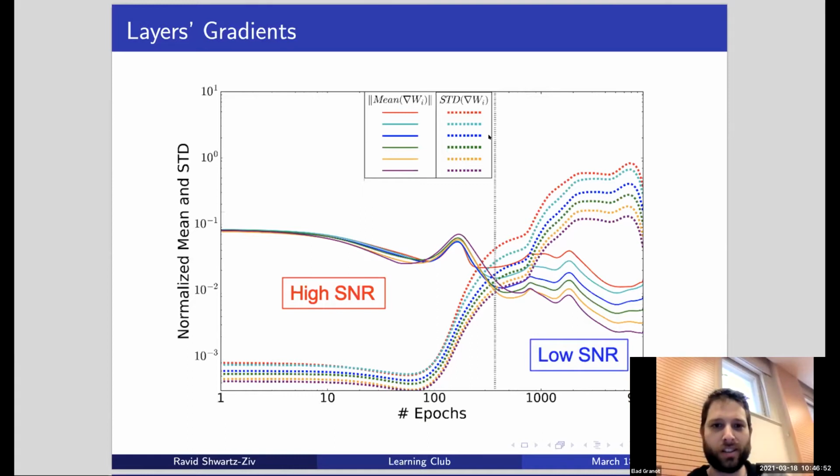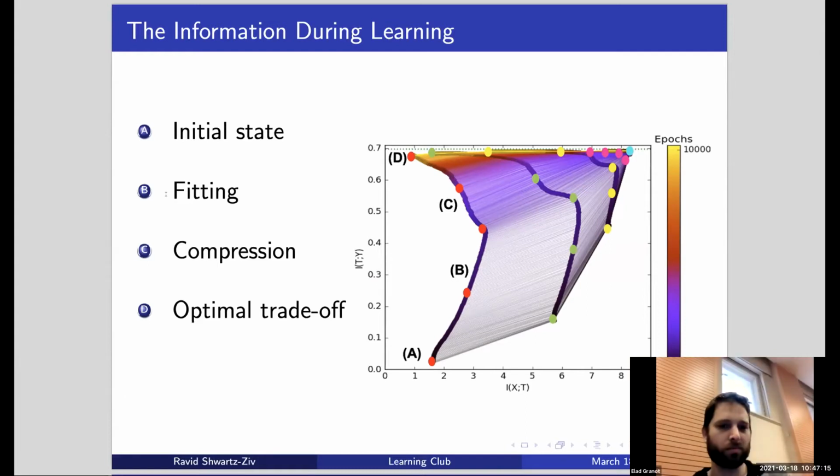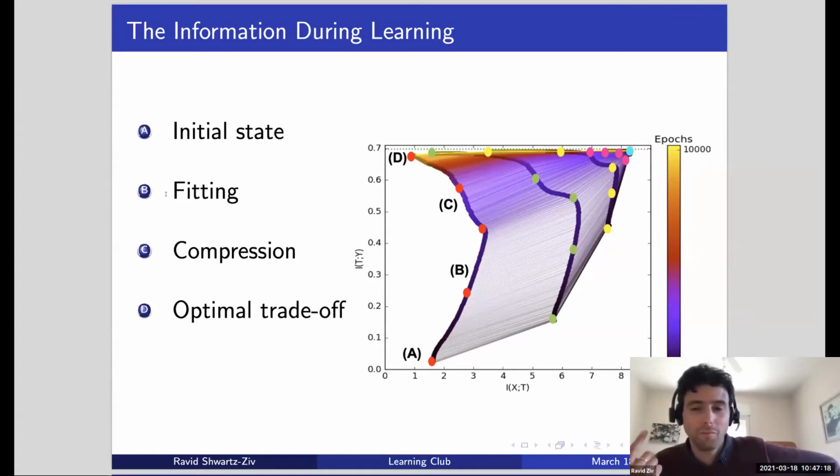And we also have a chat question. Nadav is asking why the information with the label in the previous slide is always below 0.7. So actually, it's a binary task, and the labels were half 0, half 1. So it's 0.7 information.